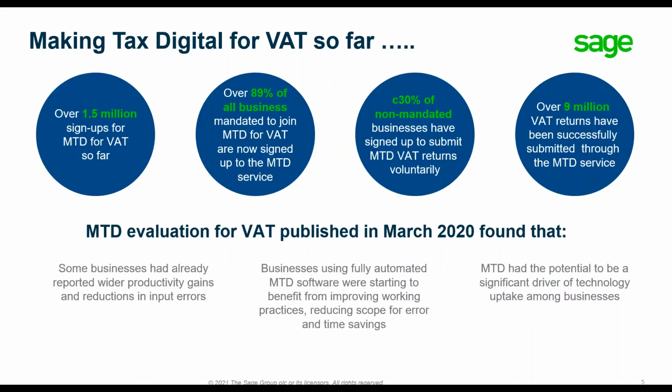So let's take a look back and review the first milestone, which was Making Tax Digital for VAT in April 2019, which is when businesses with a turnover greater than the VAT threshold of 85,000 fell within the scope of MTD for VAT and were mandated to keep digital records for VAT purposes, with the introduction of VAT reporting via software.